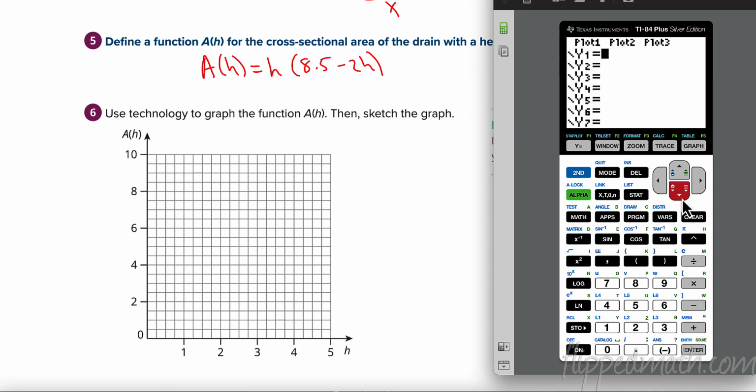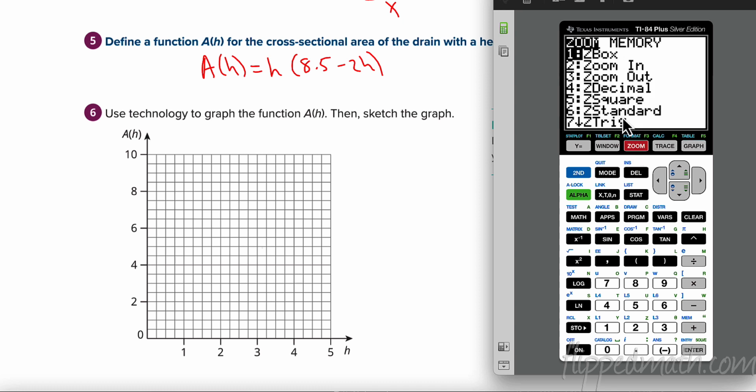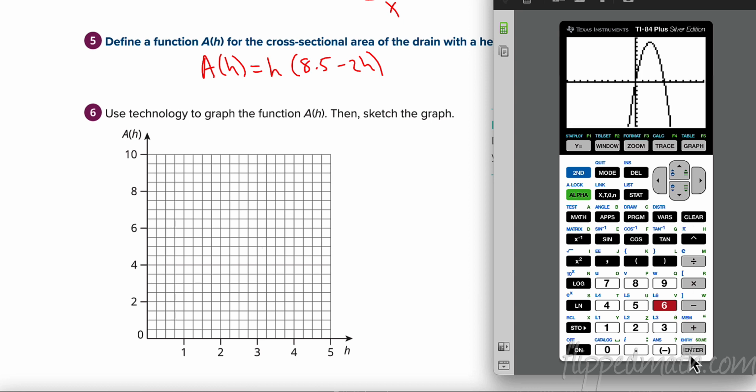Now we're going to put in this equation. You can't put h in, you have to put x. So x is right here, so I have x, parentheses, 8.5 minus 2x. And then I need to end the parentheses. All right, now I'm going to go to graph. What I'd like to do is make sure this graph is nice and neat, so I want to zoom to a standard graph. So I'm going to zoom standard 6. That's what a standard graph would look like. It has 10 units this way, 10 down, 10 left, 10 up. But you'll notice our graph doesn't do that, does it?